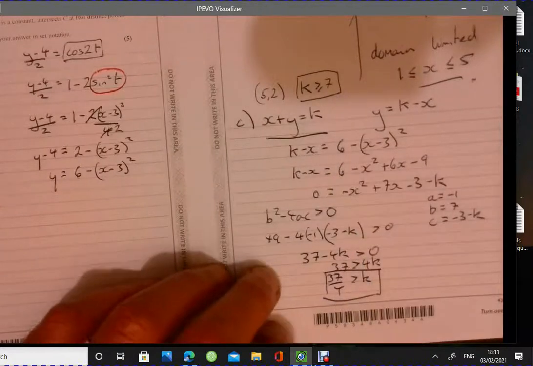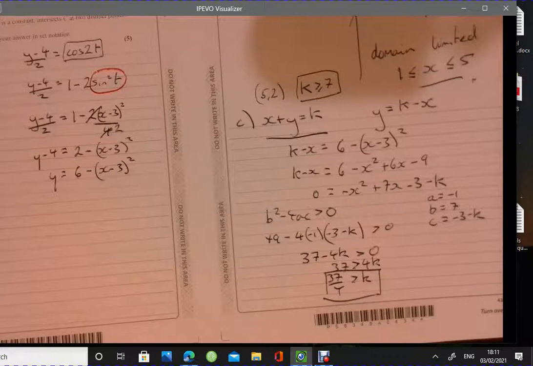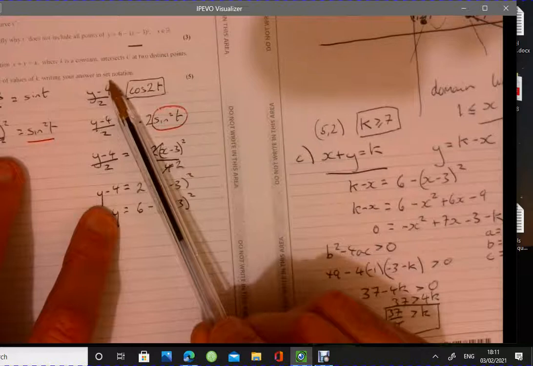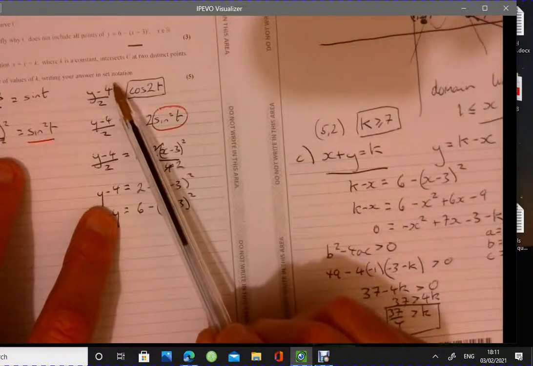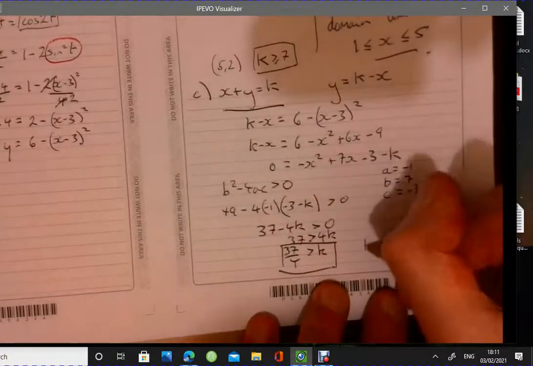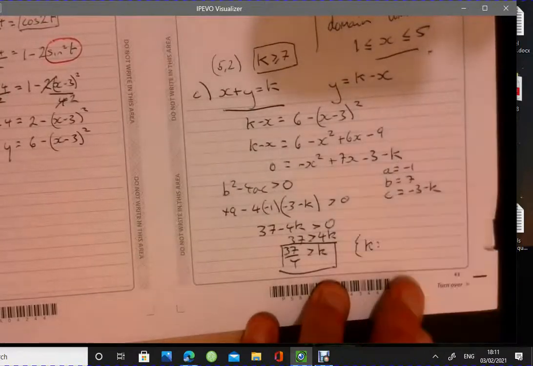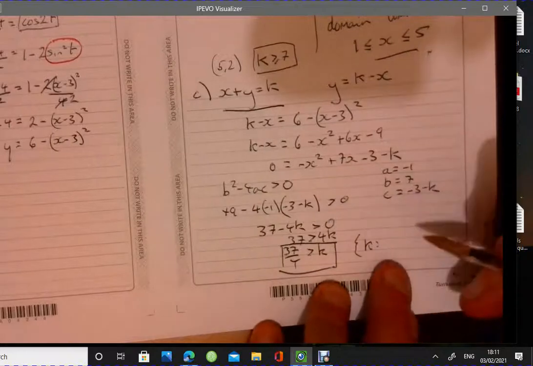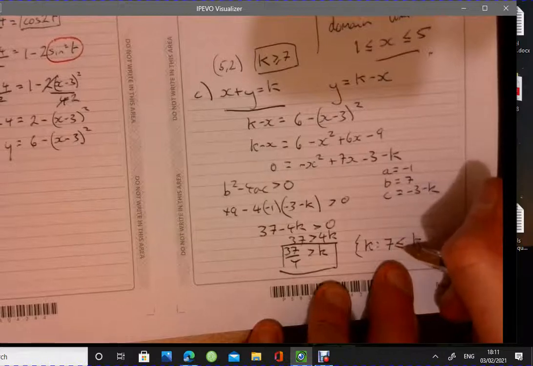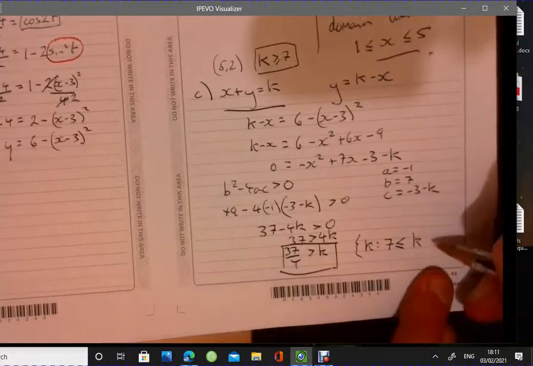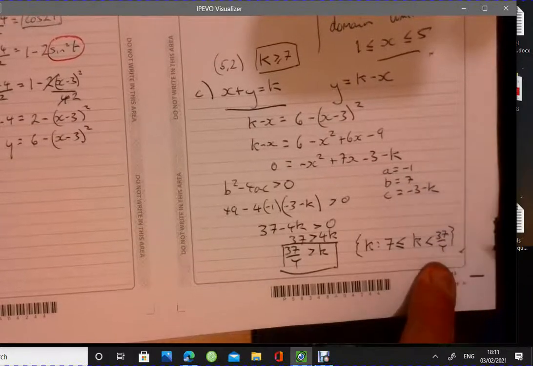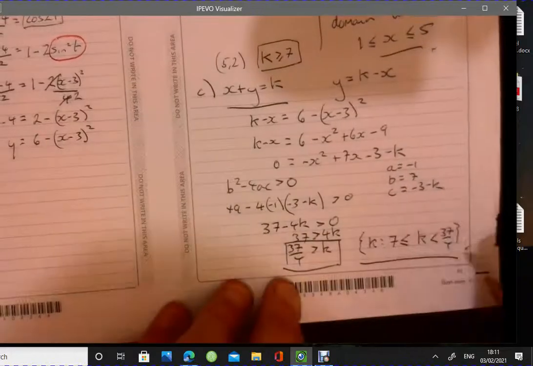Now, don't lose the mark here. It's really annoying to lose this mark because the question did say leaving your range of values of k in set notation. So all we've got to do here, let's just write it down. There's that little squiggly bracket, and it's going to range from 7, so k must be more than or equal to 7, and it's got to be less than 37 over 4, and hooray, we are done.